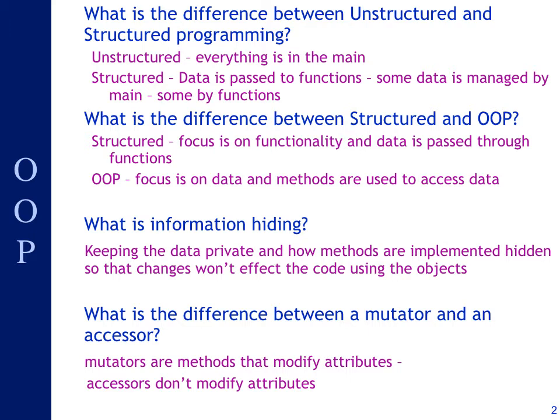What's the difference between a mutator and an accessor method? Mutators are methods that modify attributes, and accessors don't modify them. So an accessor is marked by the word const at the end of its name.